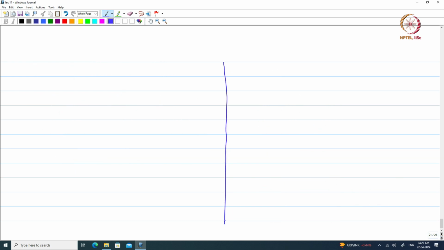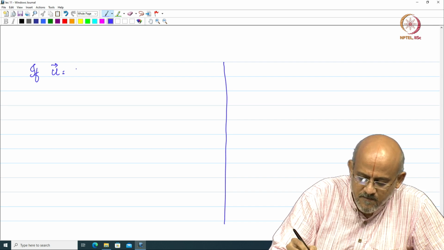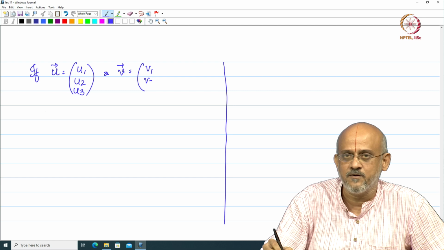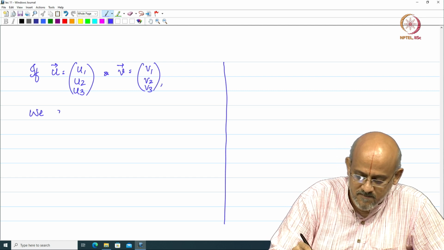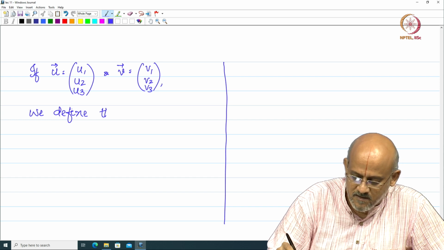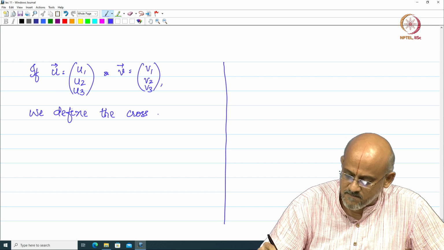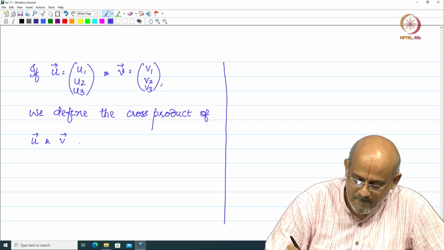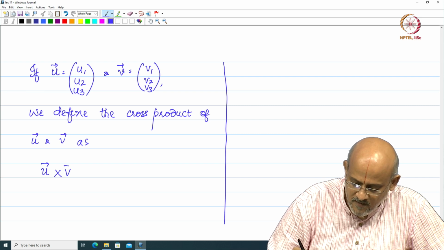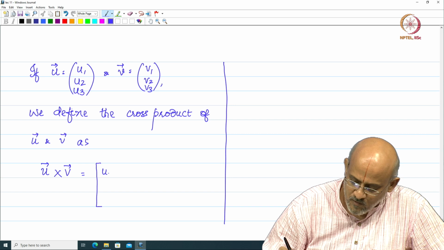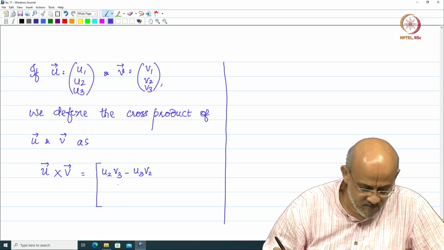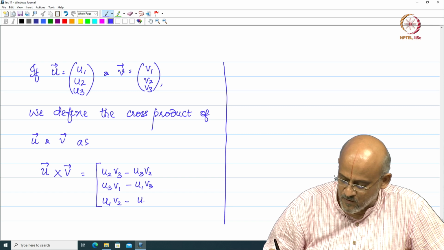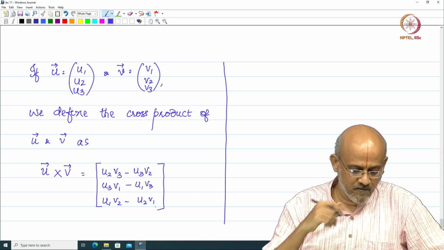So, let us write that again. So, if u is this vector u1 u2 u3 and v is this vector v1 v2 v3, we define the cross product of u and v as u cross v, which is nothing but u2 v3 minus u3 v2, u3 v1 minus u1 v3, u1 v2 minus u2 v1, right. This is how we define the cross product.